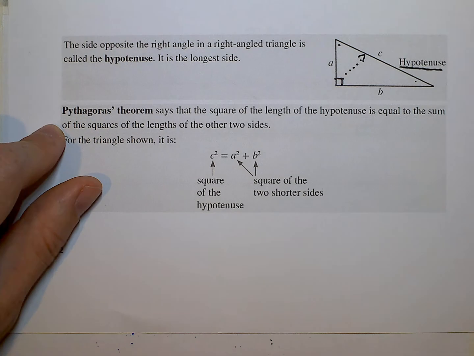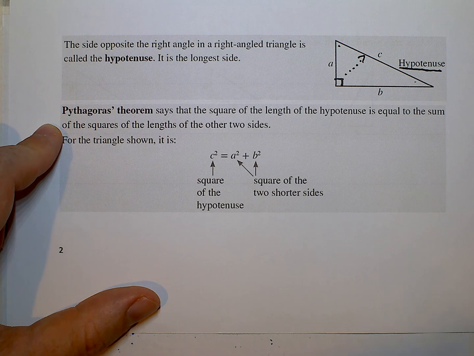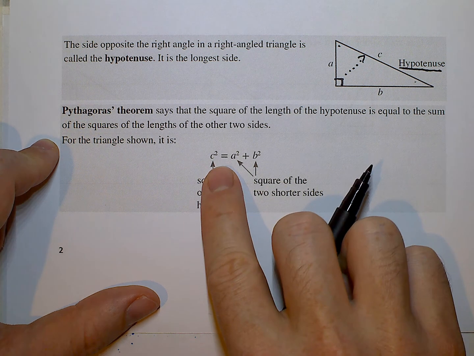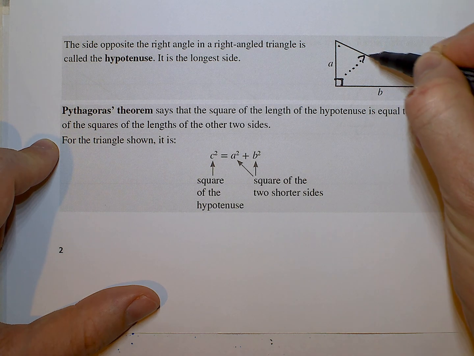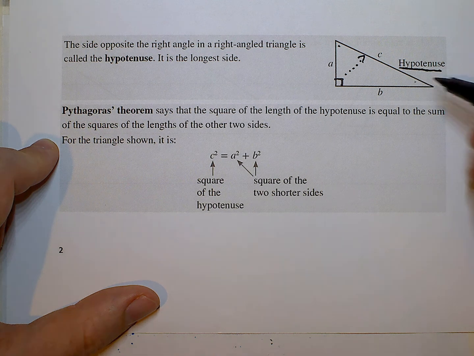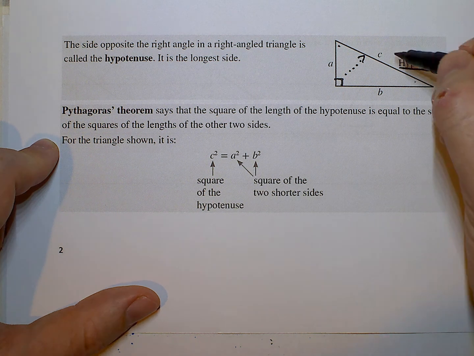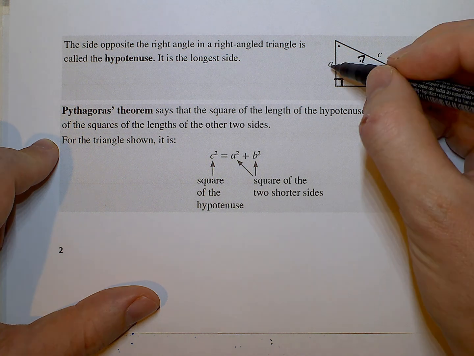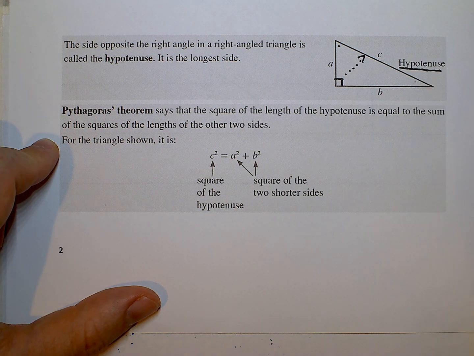Now, another thing, Pythagoras' theorem says that the square of the length of the hypotenuse, so if we get this length and square it, is equal to the sum of the squares of the lengths of the other two sides. What it's saying is if we get this length, how many centimeters that is, and we square that number, which is depicted by a letter, C, it would equal this side squared and this side squared added together.